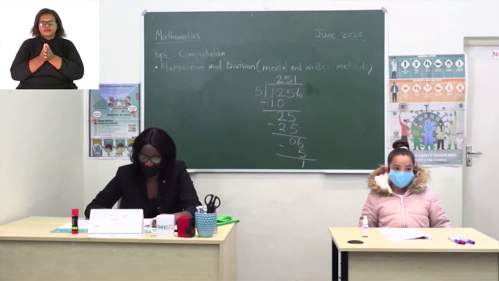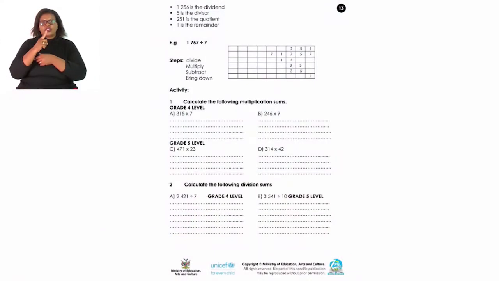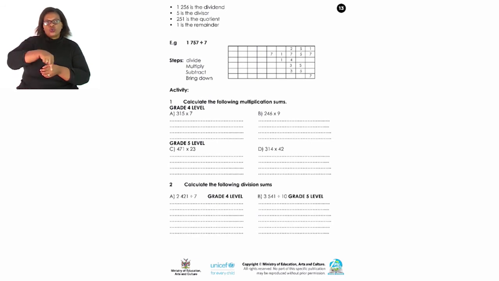Boys and girls, let's go on page 13. We have 1,256. That number is the dividend. And the 5 is the divisor. 251, that is our answer, which is known as quotient. And the 1 is the remainder. Good. Boys and girls, I want you to go through the next example. And I want you to do it step by step.